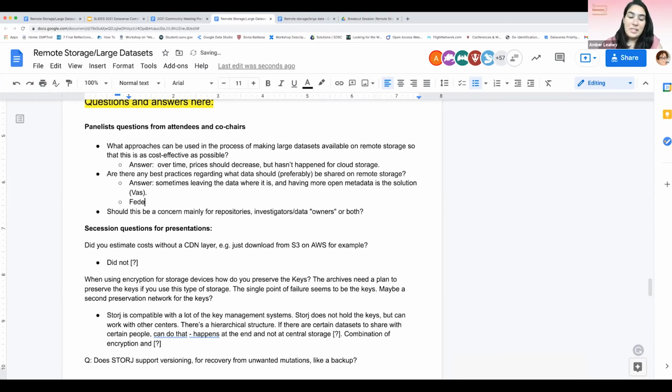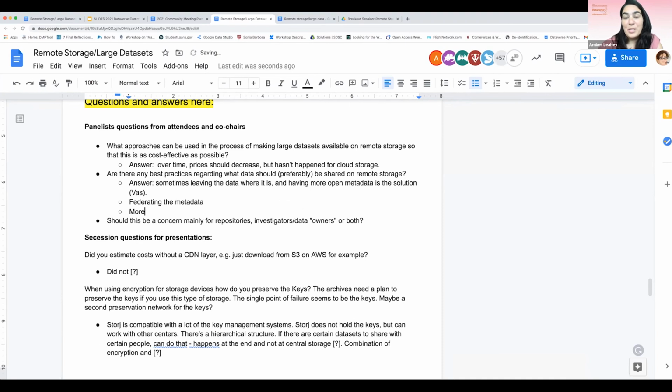Great, thank you, Vas. That's a great answer. And I think we'll learn more about these types of things as we move along and integrate with repositories and see how these remote storage options are sustainable over time.